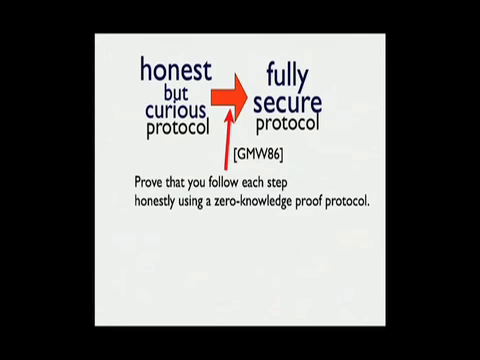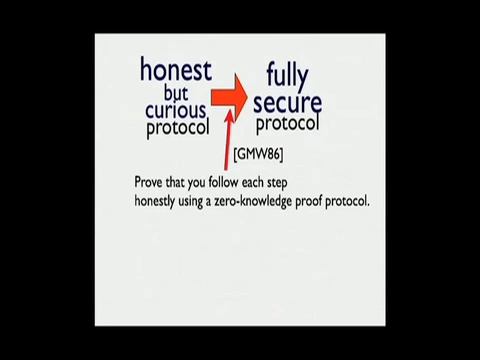And so this step of going from honest but curious to fully secure was a classic problem. It was first solved in 1986 by Goldwasser, Goldreich, Micali, and Wigderson. This paper introduced generic zero-knowledge proofs, okay? And so what you're going to do is prove that at every step of the computation, you're following the honest instructions. This is called the commit and prove methodology.